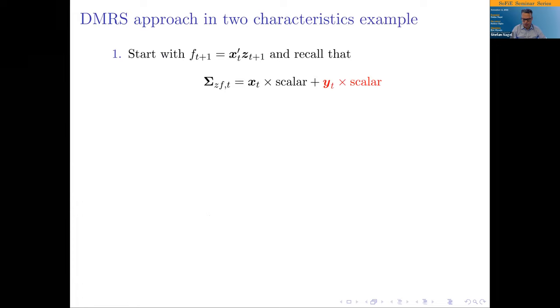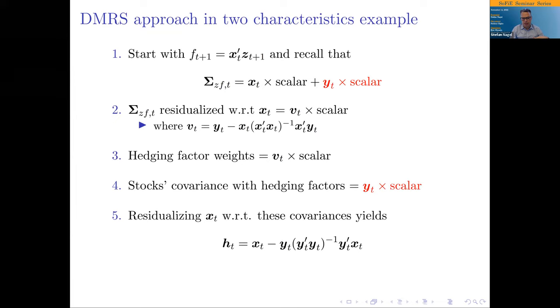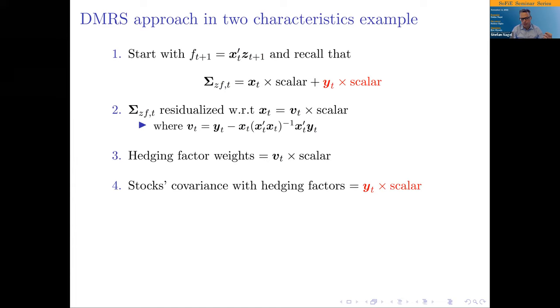Okay, and we can also look at this in our two characteristics example. I don't quite have time to walk through it in detail, but the upshot is this. Remember, we had these two characteristics. The original factors are constructed only based on X, and then this Y characteristic was left there in the covariance matrix and was distorting the factors by introducing unpriced risks. What one can show in this example is that once you go through these steps of the hedging approach, first you get hedging factors where stocks' covariances with hedging factors exactly isolate this unobservable Y vector.